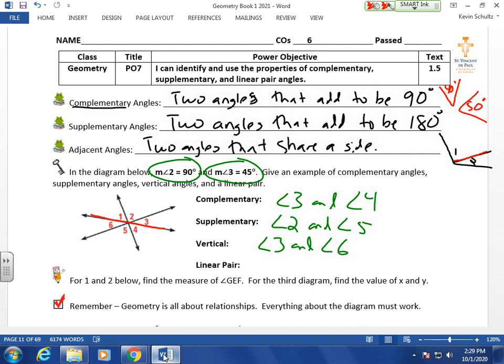Are there two angles that make a line here? No. So in this case, there is no linear pair.